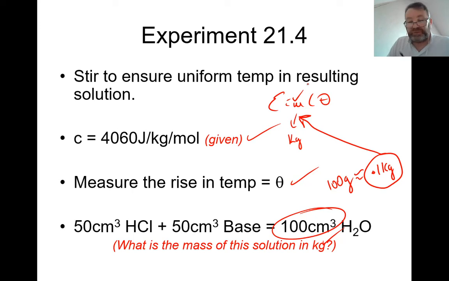What's C? It's given to me. In this case here, it's 4060. Now, it can fluctuate from year to year, so make sure you use the value that they give you. Okay, 4200, 4060, doesn't matter. Use the value they give you. So that will be given. And then the last thing we've got to do is to simply say how many degrees on the thermometer the temperature rose, and you put that in here.